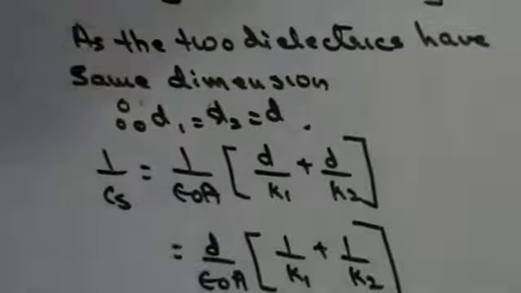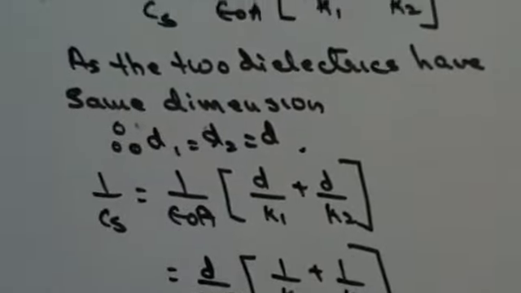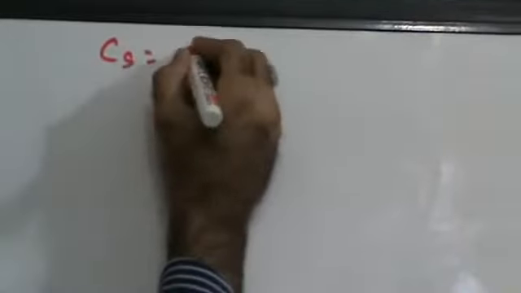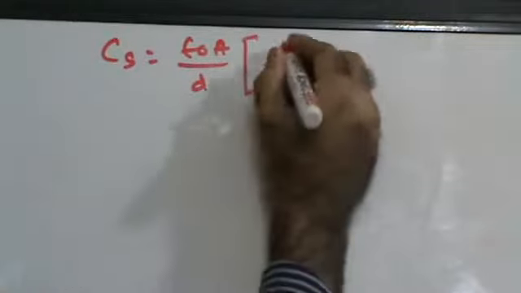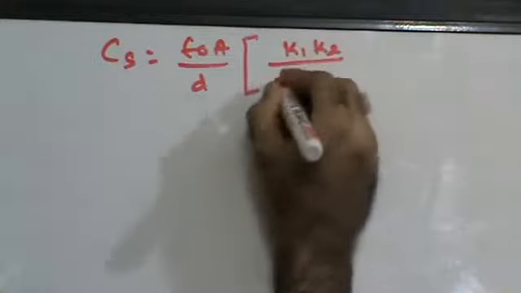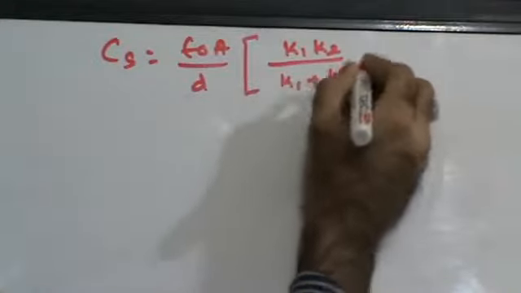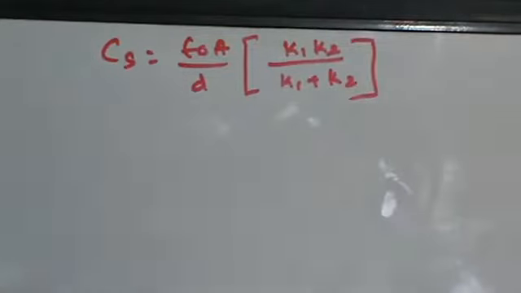If I simplify this, then I'll reciprocate this. If you reciprocate this, you will get CS is equal to epsilon 0 A upon D into K1 K2 upon K1 plus K2. So out of these I have all the values.